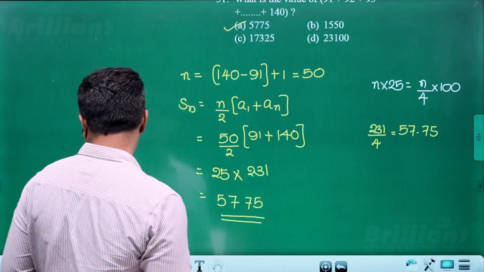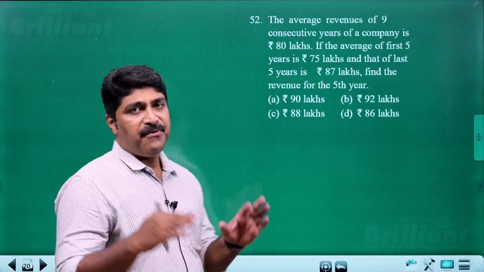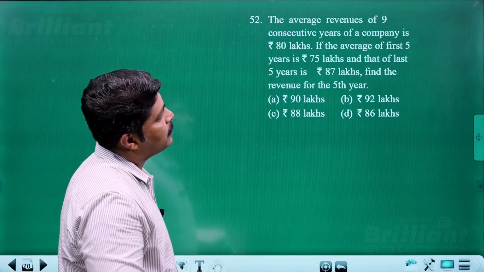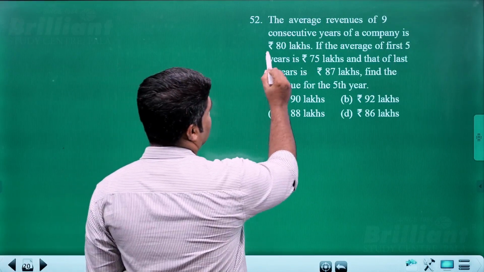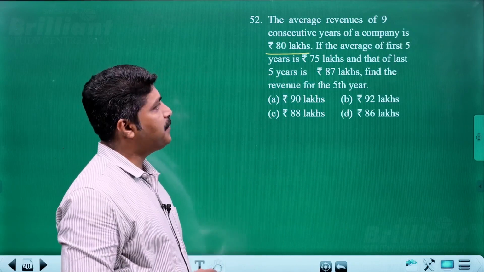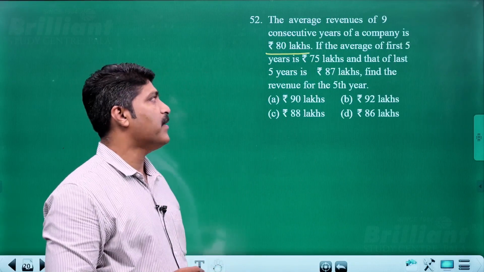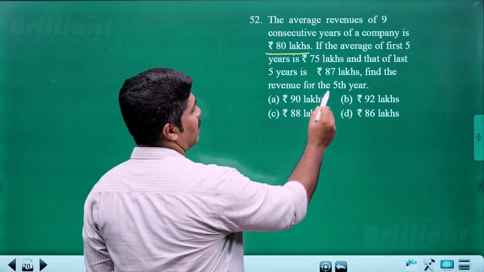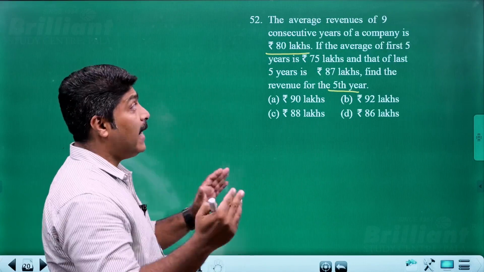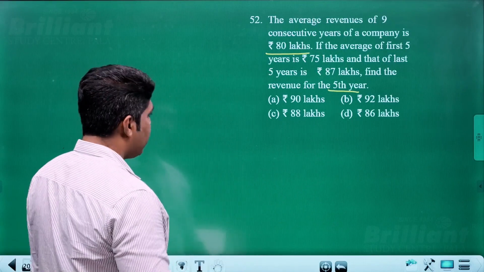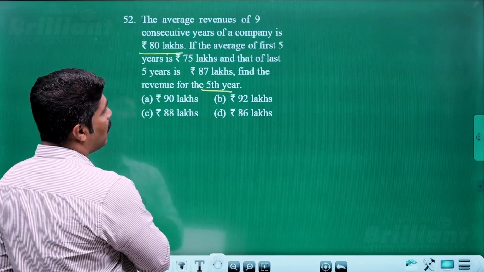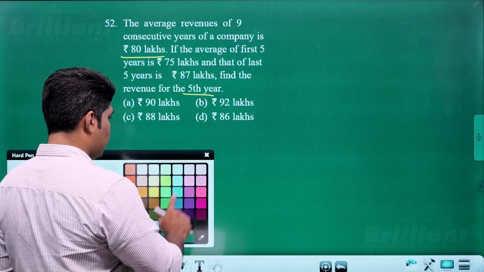Okay, then move to the next question. This is a question from the topic average. The average revenue of 9 consecutive years of a company is 80 lakhs. If the average of the first 5 years is 75 lakhs and that of the last 5 years is 87 lakhs, find the revenue for the 5th year. So how to consider this one? Here we are considering the different terms for 9 years, so we can write it in this form.